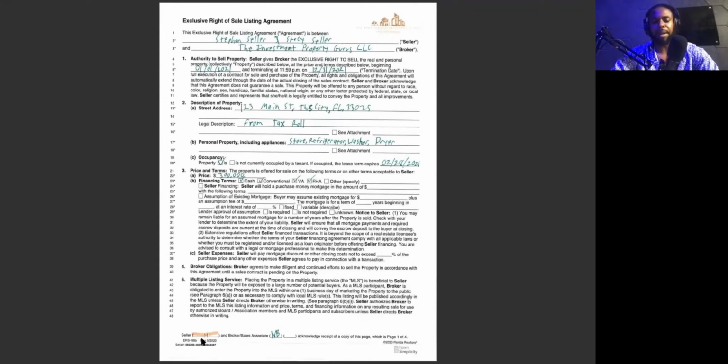And if you notice at the bottom of each page in the listing agreement, and probably every contract, there's an initial spot. Make sure all registered sellers initial there. If there's more than two, then it's fine. Just have them initial anywhere on here, but just make sure they initial. All right. How do I get to the next page here?